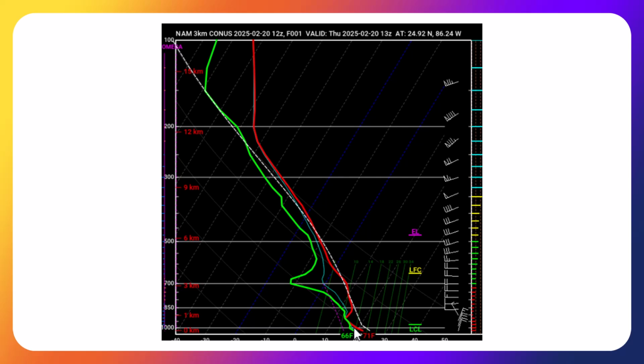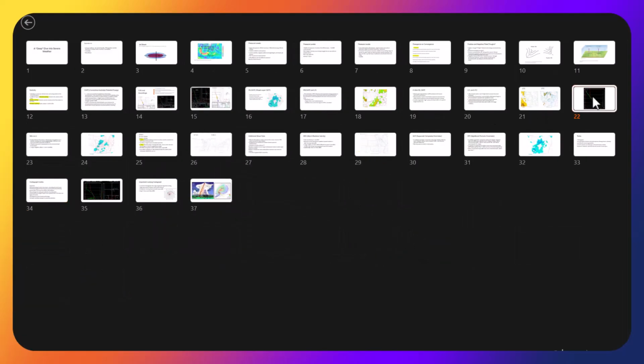Our LFC is where our air parcel finally becomes the same temperature as our air temperature. And when it goes higher, when it reaches higher than our air temperature, here's our CAPE. But as soon as that parcel cools back down to the air temperature, that enters our equilibrium level, which is right here. So that's just a good way to look at that.